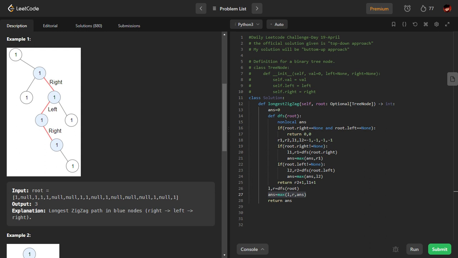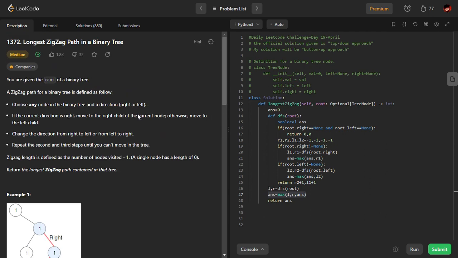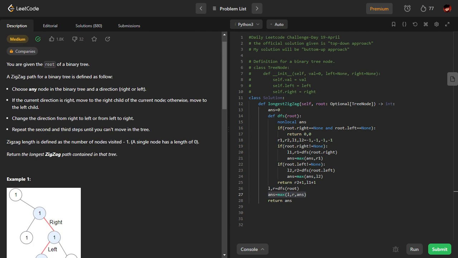Try to trace it, because following the official solution is one thing, but ultimately we are doing this to clear interviews, right? In the interview, if you are able to solve one approach, you will be asked to code the other approach as well. And believe me, these questions are not hard. These are just medium level questions. You definitely can do it if you practice.